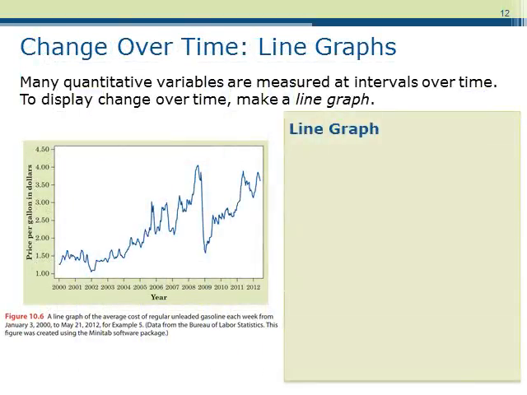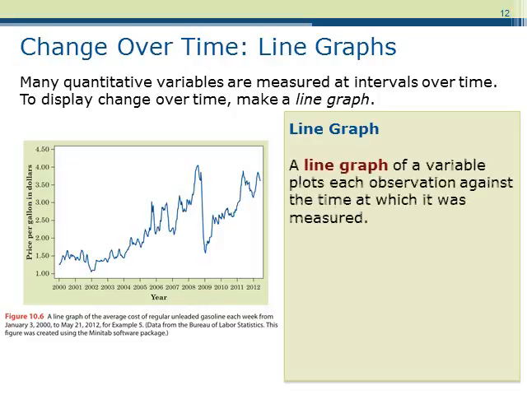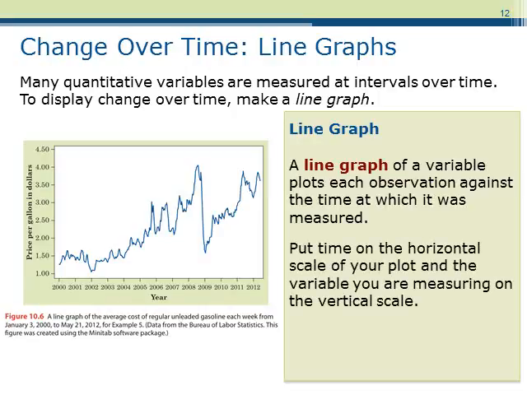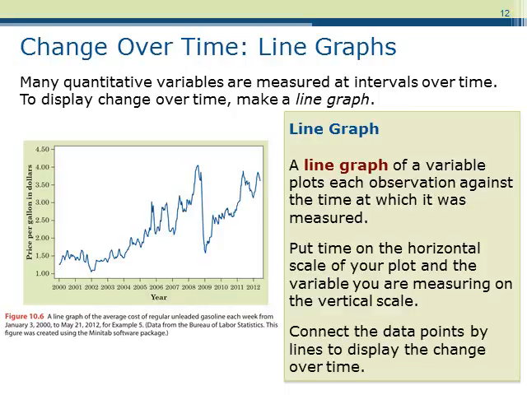Sometimes we want to study how certain quantitative variables change over time. In this case, we will often construct what's called a line graph. A line graph of a variable plots each observation against the time at which it was measured. Time will always go on the horizontal scale, and the variable we are measuring goes on the vertical scale. Finally, after plotting all the data points, connect adjacent pairs of points with a straight line.